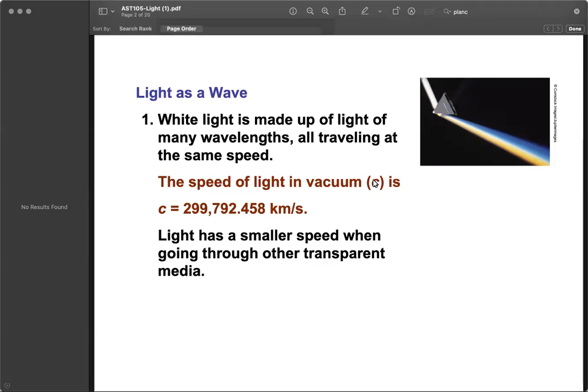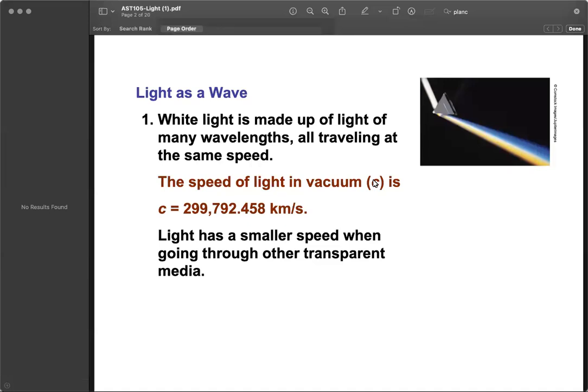Light is a wave, and it is made up of different wavelengths, some short wavelengths, some long wavelengths. The violet end is the shortest wavelength, and the red end is the longest wavelength. And it is these different wavelengths which make us see those different parts of the light as different colors.